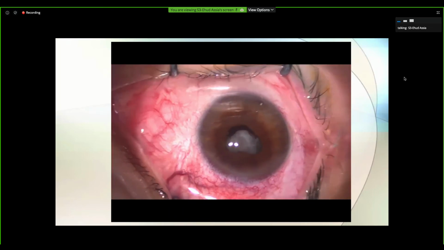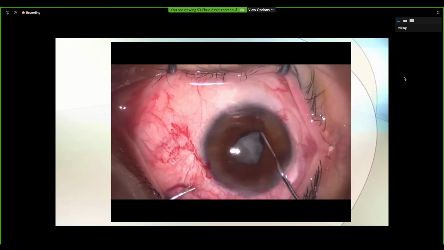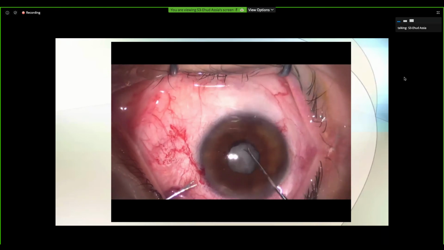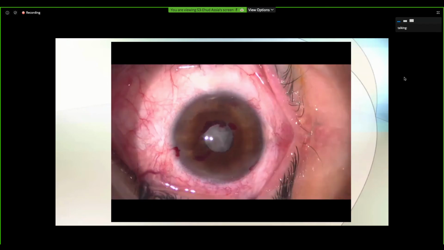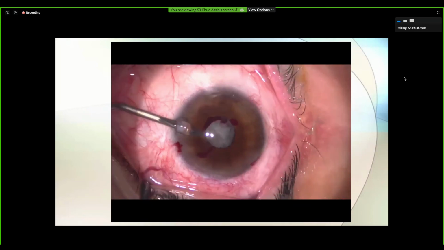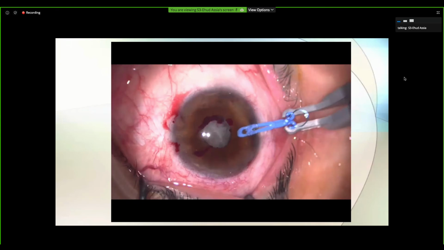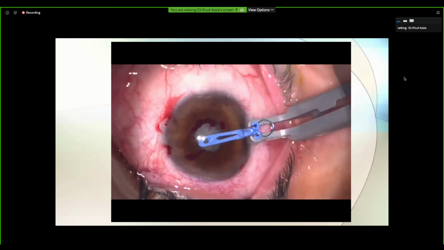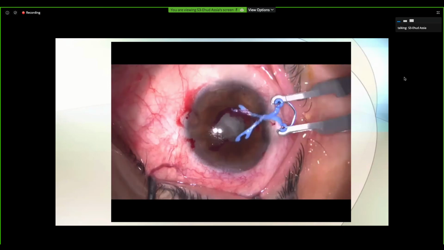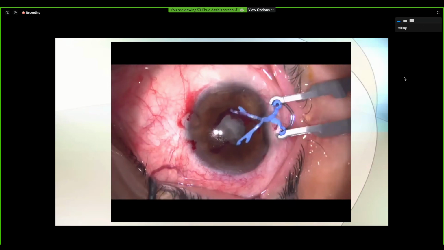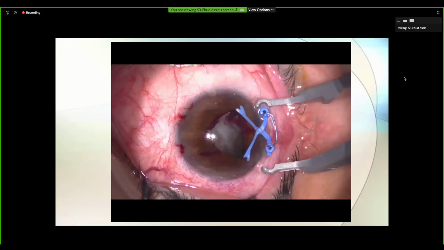So let's see some complicated cases, and this is a case of a hypermature cataract with fibrous tissue. We have some bleeding from the synechiolysis, 2 19-gauge incisions on the opposite side. The APX is inserted, open up, making sure that the tip is located behind the pupil, and just slowly release it and do the same on the other side.